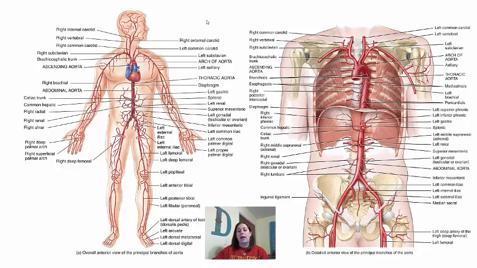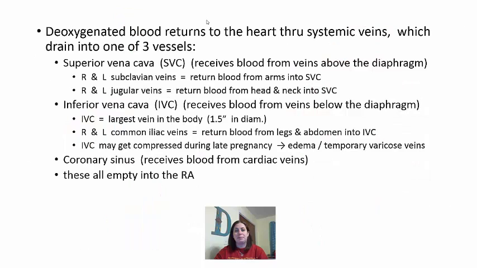So kind of take a look at those areas in your textbook. Now, deoxygenated blood is going to return to the heart through the systemic veins. These are going to drain ultimately into 3 main vessels. They're going to drain into the superior vena cava. This is going to receive blood from the veins above the diaphragm. So they're going to receive blood from your right and left subclavian veins, returning it back. Also your right and left jugular veins, which are going to return it from your head and neck.